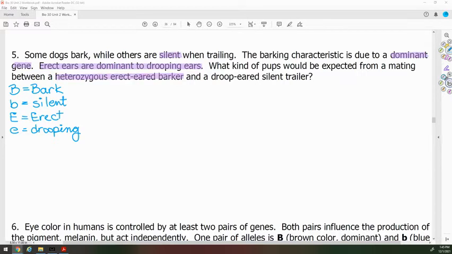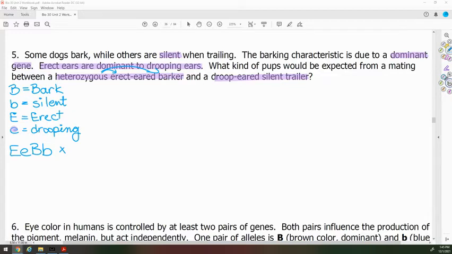So heterozygous means one of each letter. When it says heterozygous in front of two dominant traits, it's referring to both of them. So heterozygous refers to the erect-eared part of the genotype and also to the barking characteristic. So it's big E, little e for erect ears and big B, little b for barker. It's crossed with a droop-eared silent trailer.